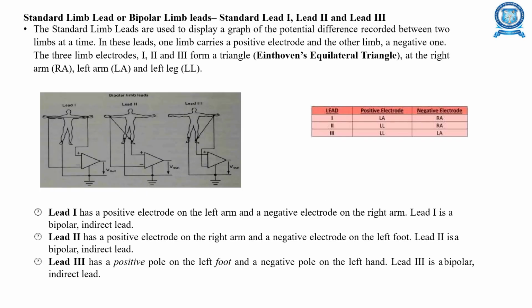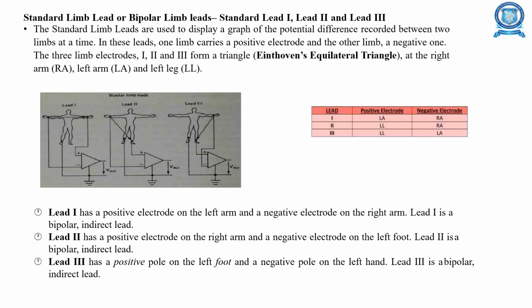Standard limb leads, or bipolar limb leads, that is lead 1, lead 2, lead 3, are used to display a graph of potential difference recorded between two limbs at a time. In these leads, one limb carries a positive electrode, the other limb carries a negative one. So Einthoven's equivalent triangle is at the right arm, left arm and left leg. In the diagram you can see lead 1, lead 2, lead 3.